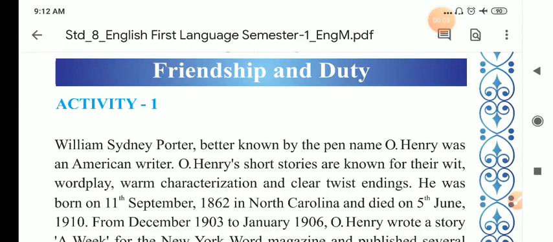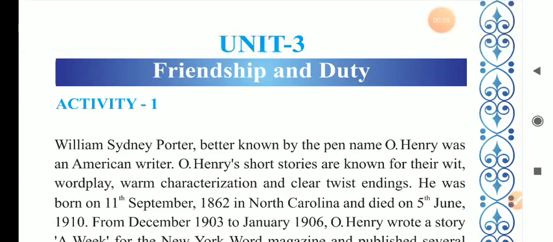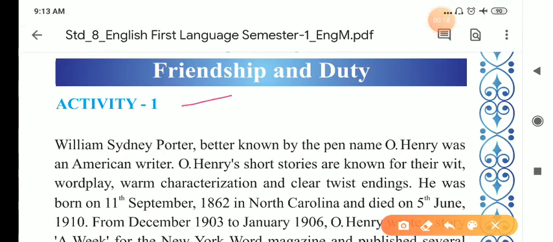Dear student friends, let's move ahead with third unit. The title of the third unit is Friendship and Duty. You see here, the first word itself is very interesting, and that is friendship. What is friendship?